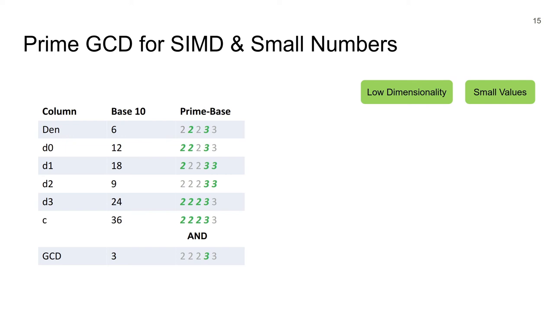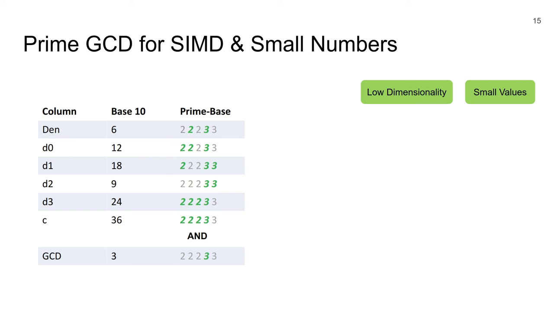Instead of storing coefficients in 2's complement representation, each number is represented by a bit vector, where each bit represents a prime factor. For example, the number 6 is represented as a bit vector, indicating a prime factorization of 2 times 3. Computing a GCD in the prime factor base is fast. It requires a simple bitwise Boolean AND over all operands.